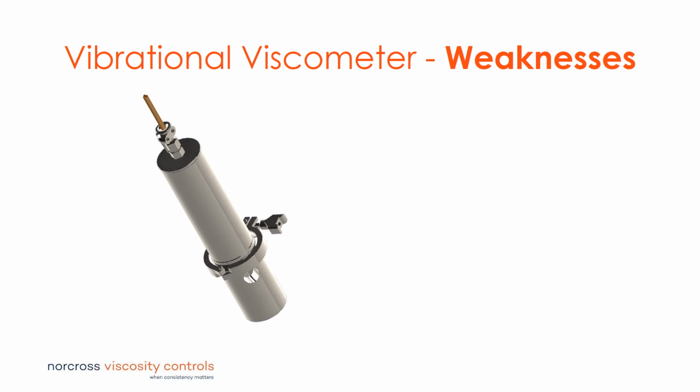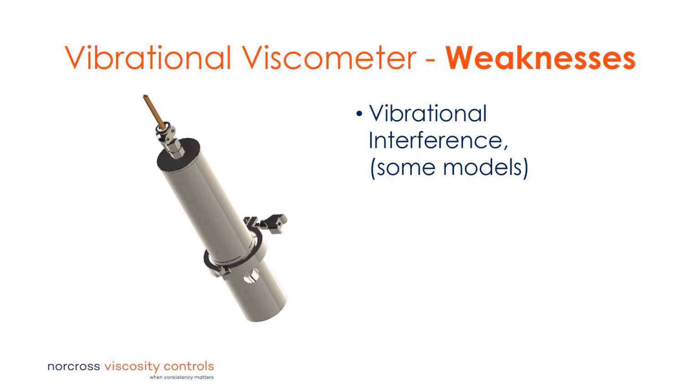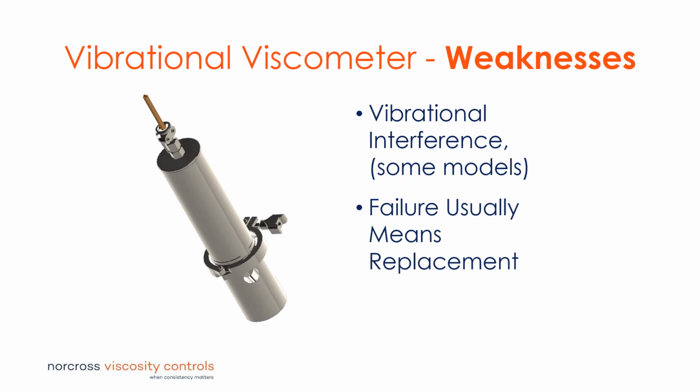That being said, some models do experience vibrational interference. If the vibrations generated by the press are close to the vibrational frequency of the viscometer, they can interfere with measurement accuracy, repeatability, etc. This varies by manufacturer, mounting provisions, the press on which the viscometer is mounted, and a host of other considerations. Moreover, failure usually means replacement, which can be an expensive proposition. Unlike a falling piston viscometer, a vibrational viscometer cannot be rebuilt.